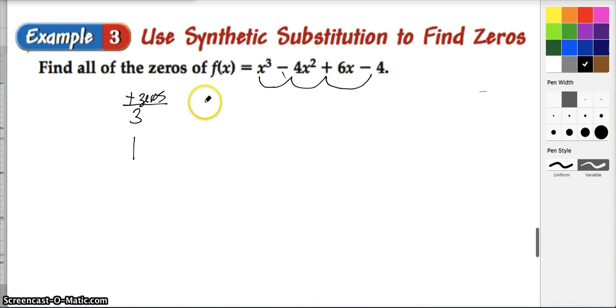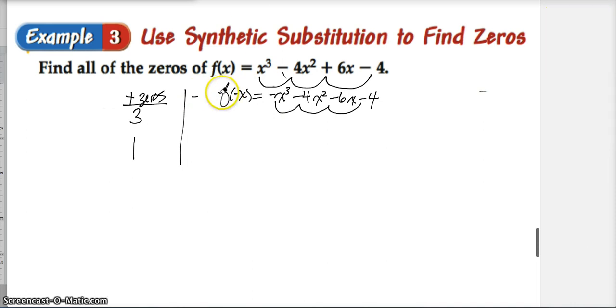And then we can put in f of negative x, and when I do that, I get a negative x cubed. This stays a negative 4x squared. This becomes a negative 6x, and this minus 4 stays that way. So you realize there is no sign change. So what this says is that there is no negative zero.